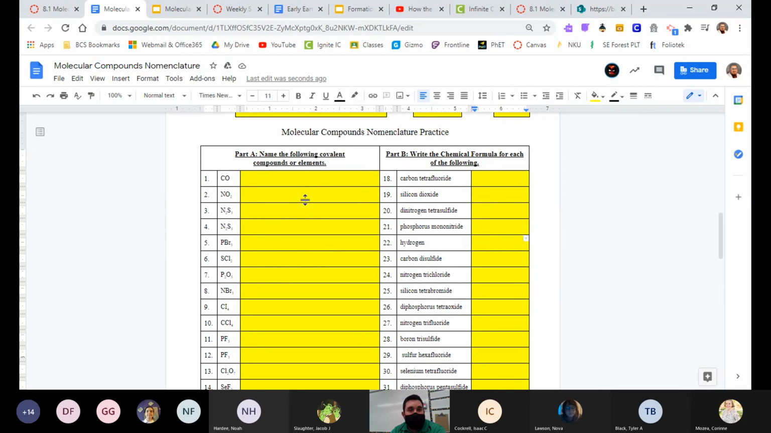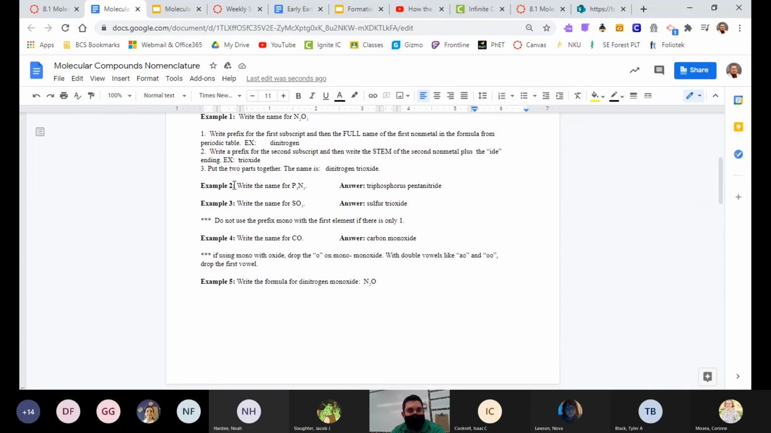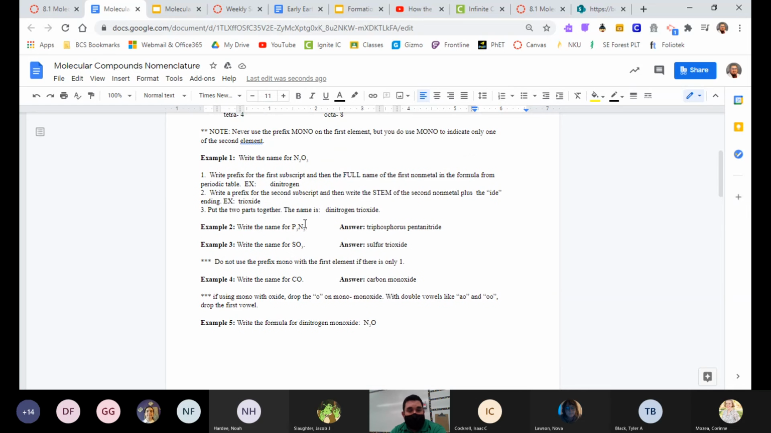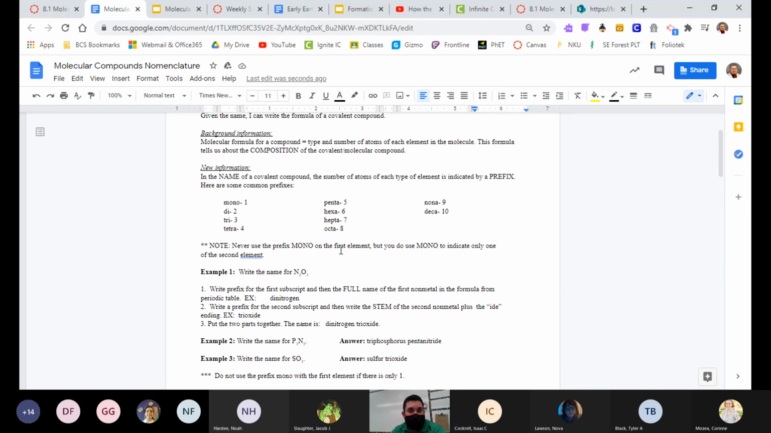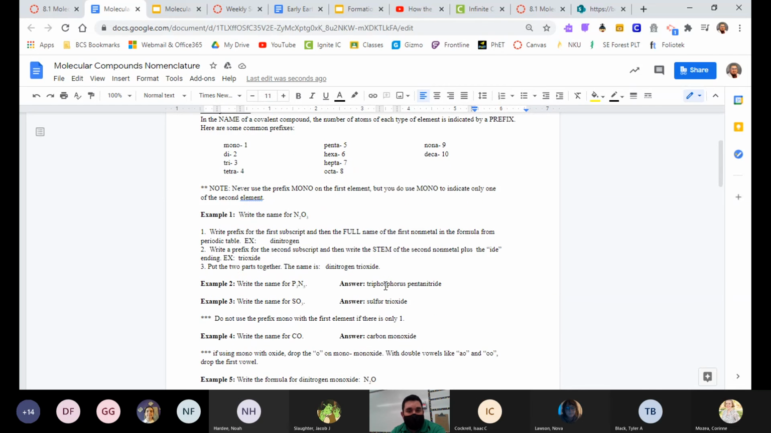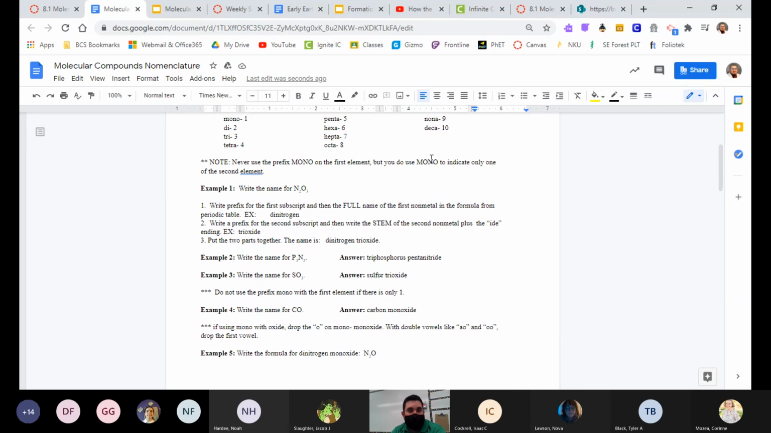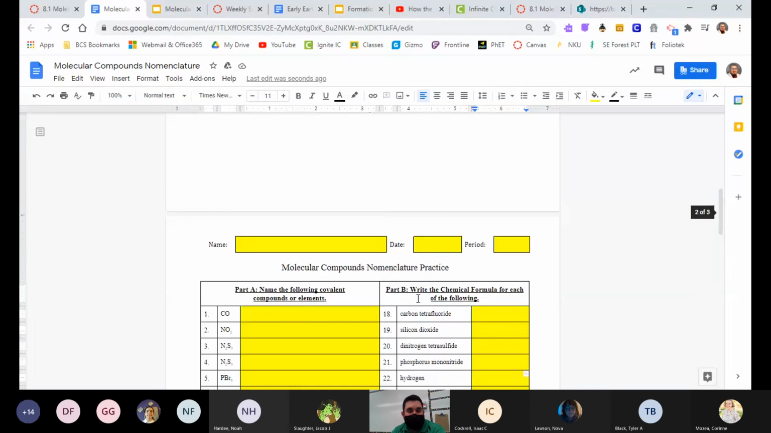But again, we never start the name with mono. If there's only one, it's just that name: carbon, nitrogen, sulfur. But if there are 3 sulfurs, then it's trisulfur. We do start the name with other stuff. Again, there are examples, the rules are up here, so feel free to use those. Do not use mono to indicate only the second element gets mono.